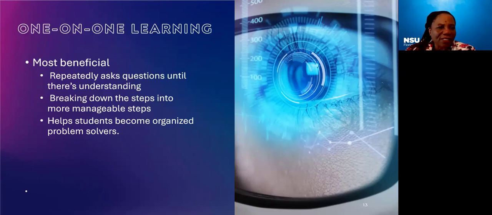The one-on-one learning. It was most beneficial because it helps students become organized problem solvers. It broke down the steps into more manageable steps. Again, it comes under the same thing with explicit and systematic, but it is in the one-to-one delivery. So I think it might be the way in which it's delivered that is questionable here as to whether we should really just section these, but it was seen as one of the advantages.